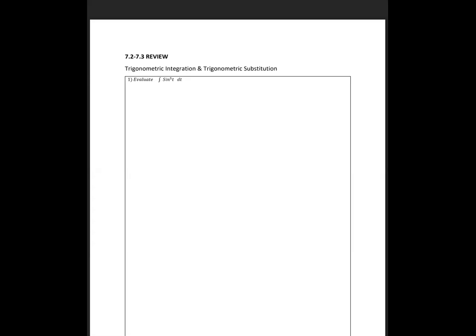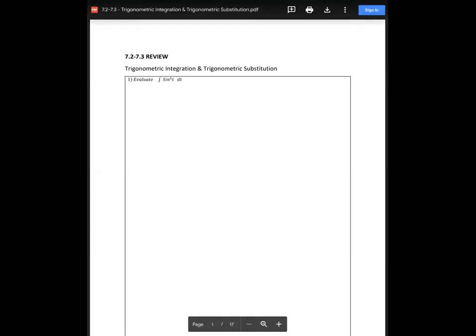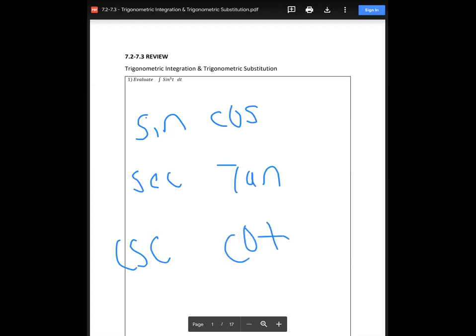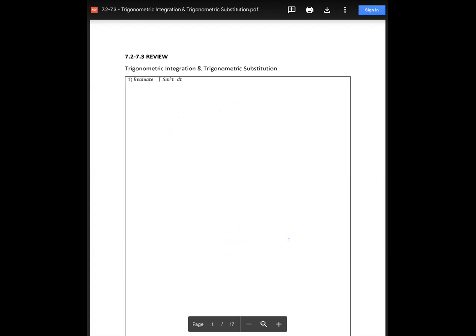When you're doing these types of problems, sine and cosine will come in pairs. You'll notice that secant and tangent will come in pairs, and then cosecant and cotangent will come in pairs. Just keep that in mind. But for this particular problem, it says the integral of sine to the fifth of t dt.